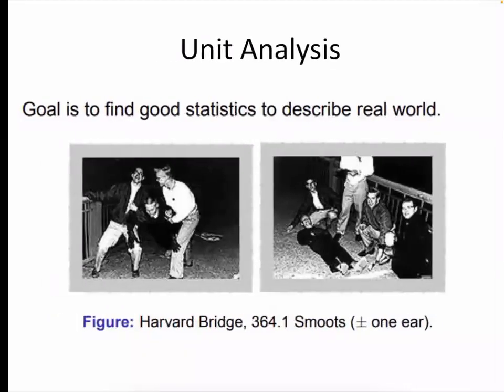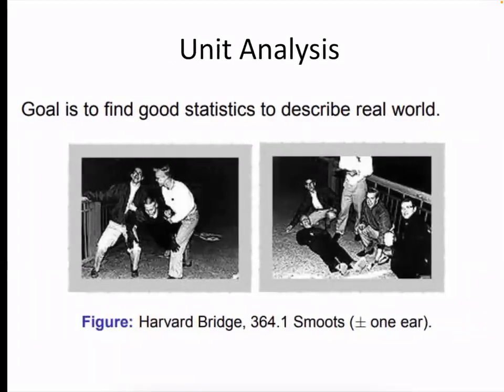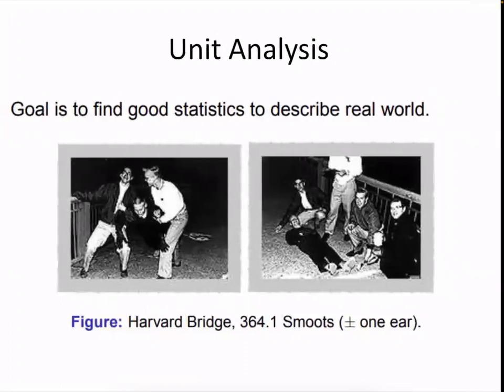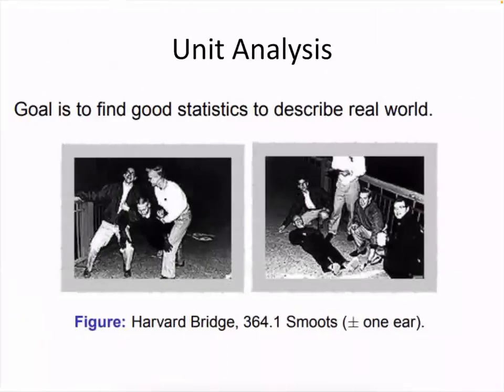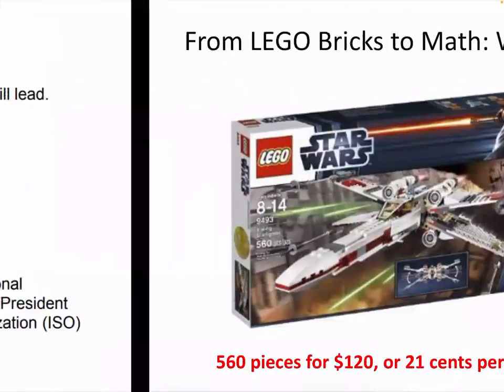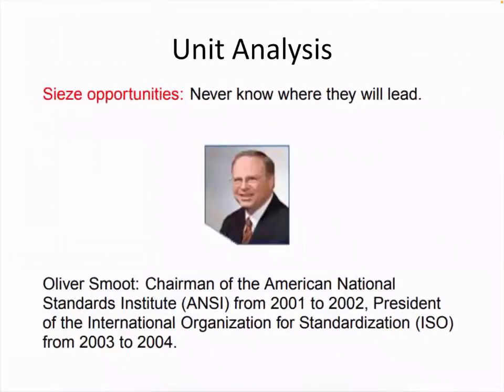Now, what I love is, when you tell stories like this, sometimes they just have endings that, oh, wait a minute. Oh, I didn't put it in here. Okay, here we go. You never know where things will lead. One of the things in life is I always want you to be ready for whatever opportunities arise. Oliver Smoot, the person who was used as the unit of measurement, ended up becoming the chairman of the American National Standards Institute and the president of the International Organization for Standardization. Now, you could easily see him getting upset as he's being used as basically a giant meter stick.